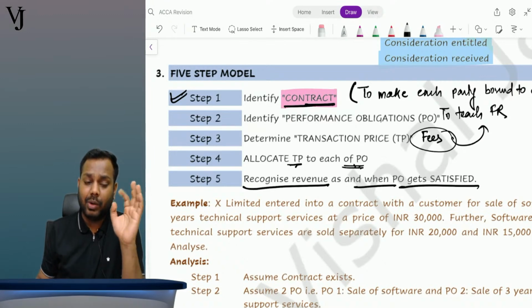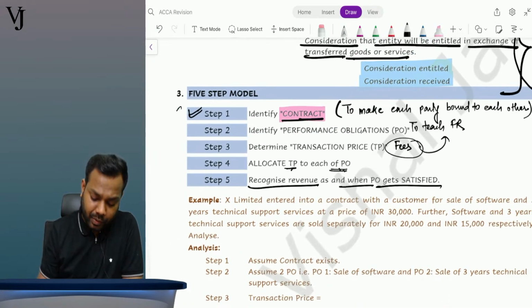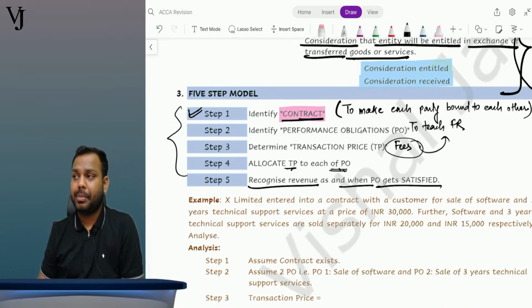Is it clear, everyone? Tell me. The 5 steps are clear to all of you? Tell me, guys. Come on.